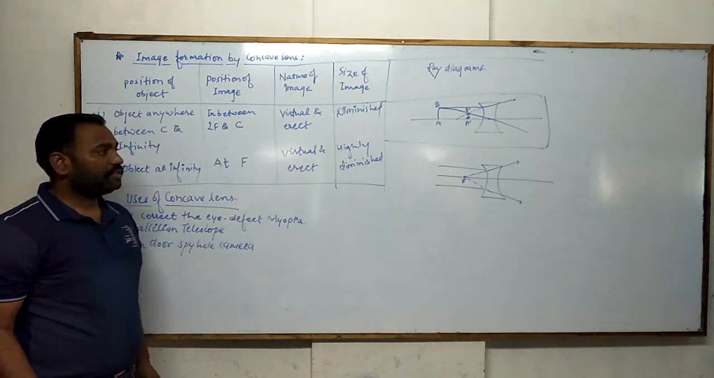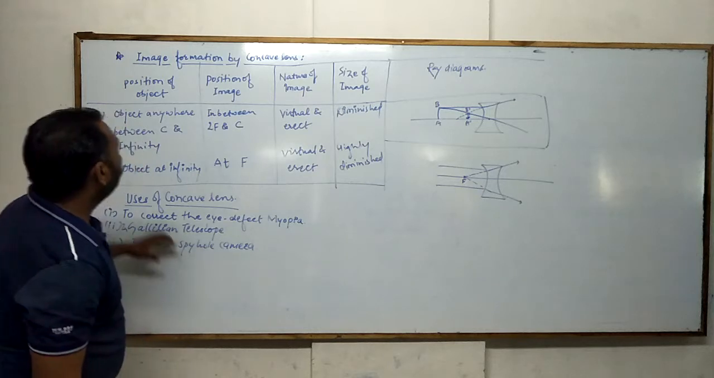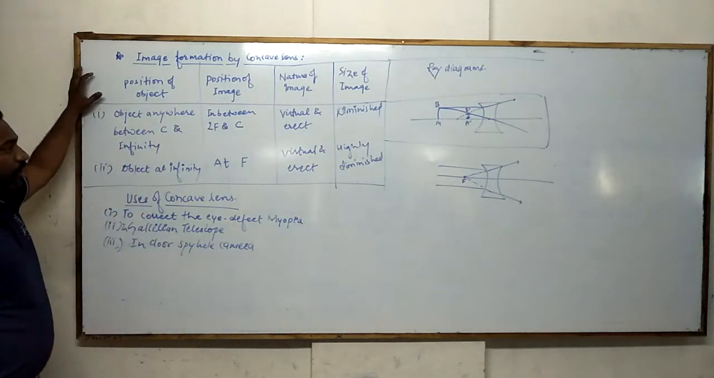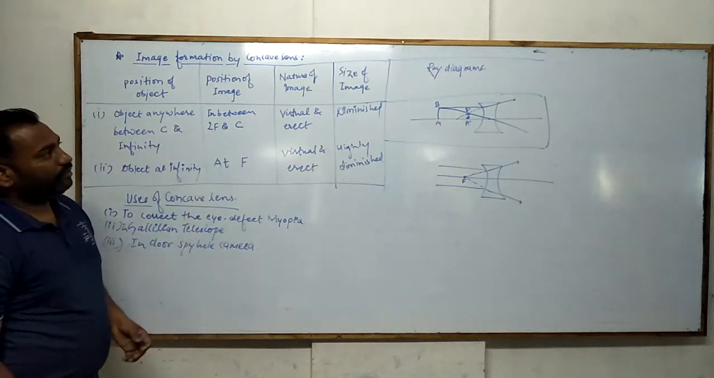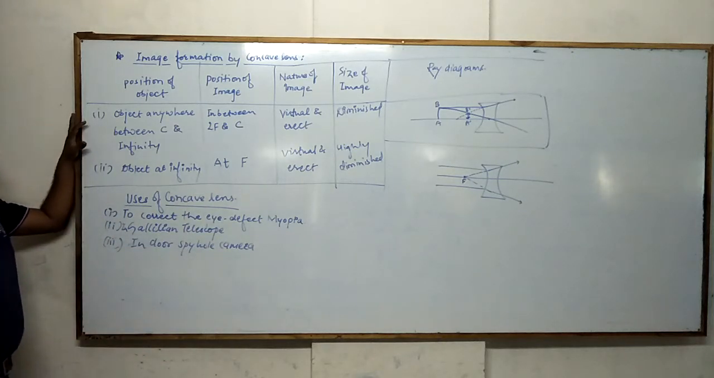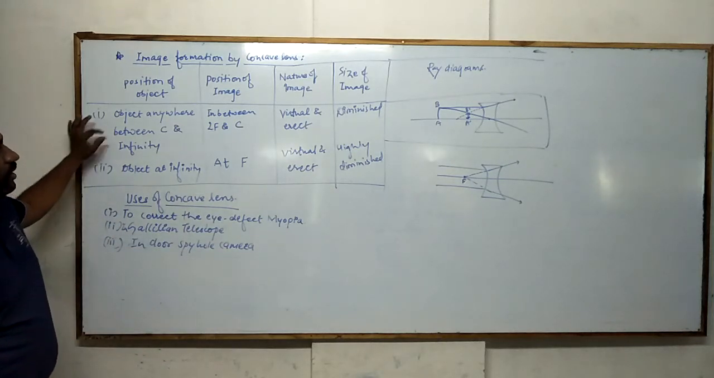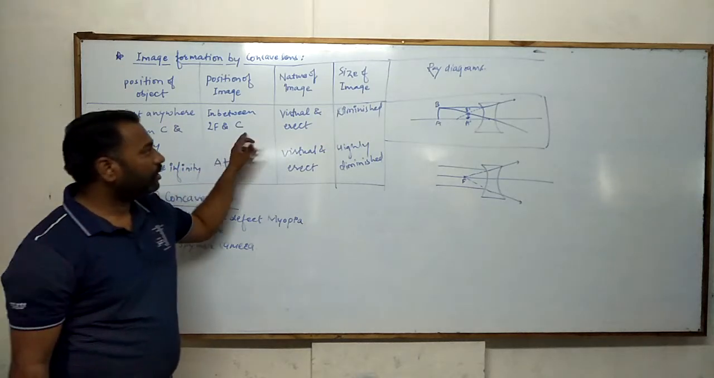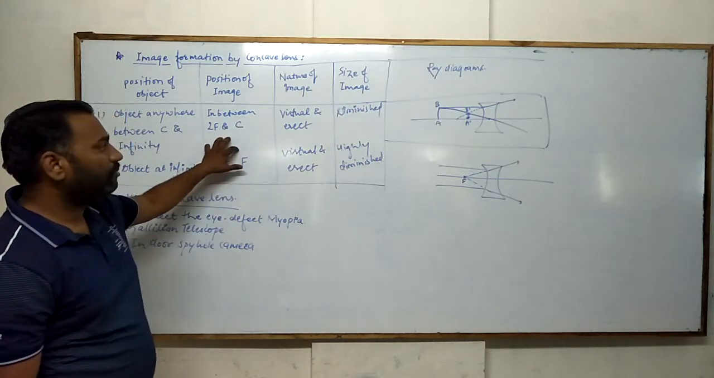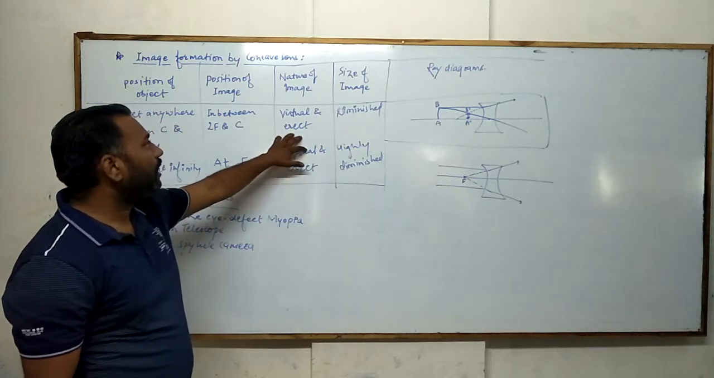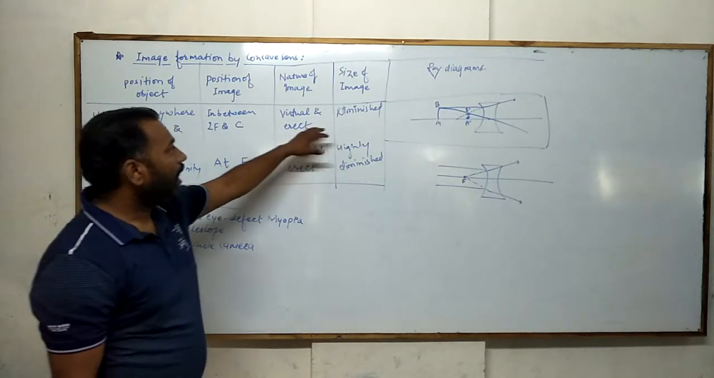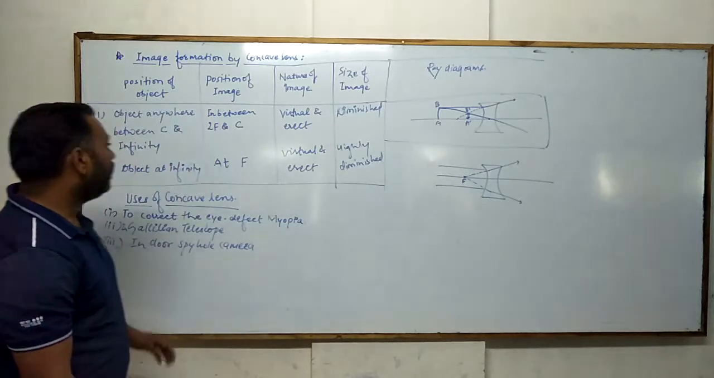So stop writing. First you have to understand here. Position of object. Only two types of image can be formed by the concave lens. If the object is anywhere between C and infinity, in between 2F or C, anywhere the formation of image can be made. Then the nature of image will be virtual and erect, and the size of image is diminished.